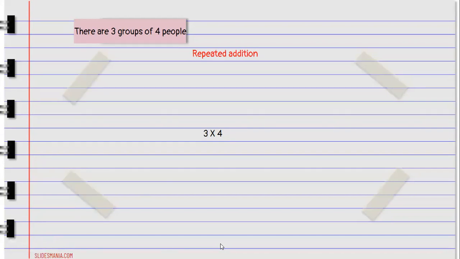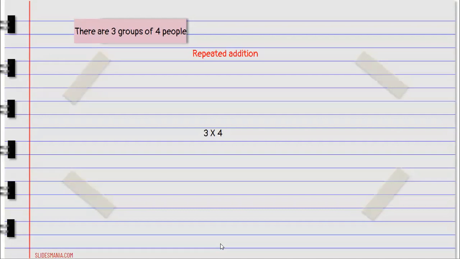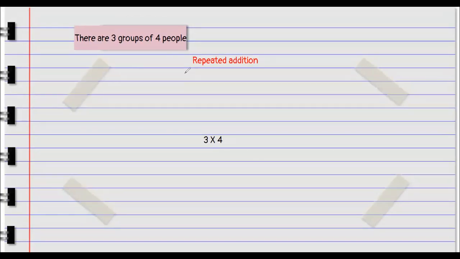So your first factor is, let's say, 4. Now we are going to repeatedly add 4 how many times? Any guesses? Right, we are going to add the number 4 three times. Why? Because if we are taking 4 first, then the next number is 3. So how many times? 3 times.